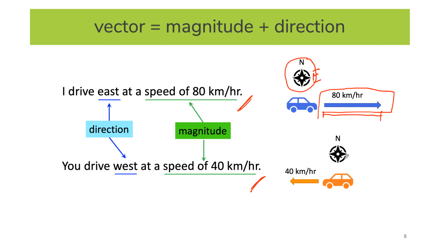It will be like this. This arrow is representing the velocity, but is pointing to the left because you are driving to the west. And its length is half of the previous vector because the speed is only 40. It's half of the 80 km per hour.